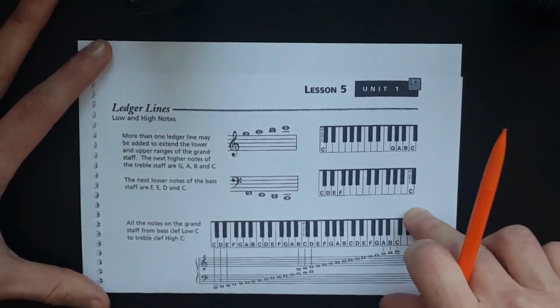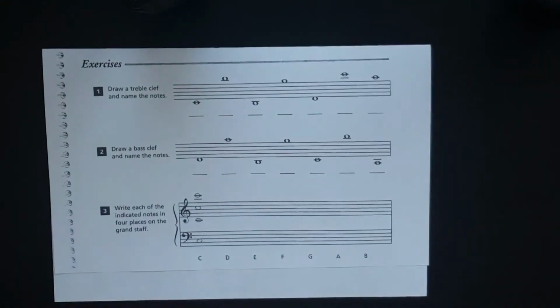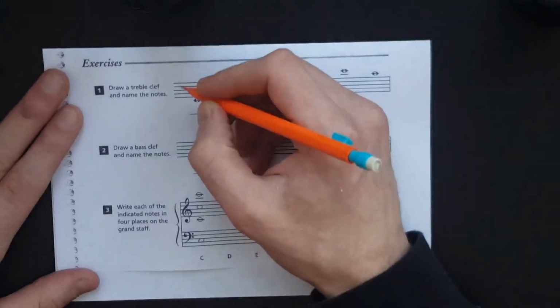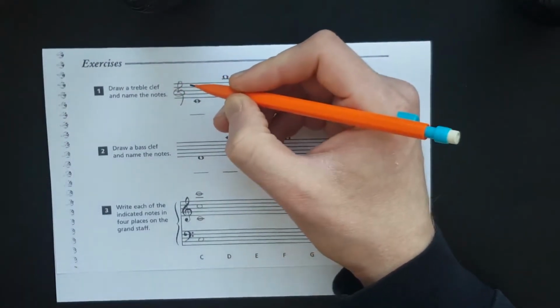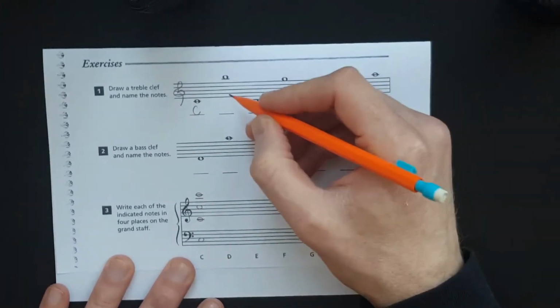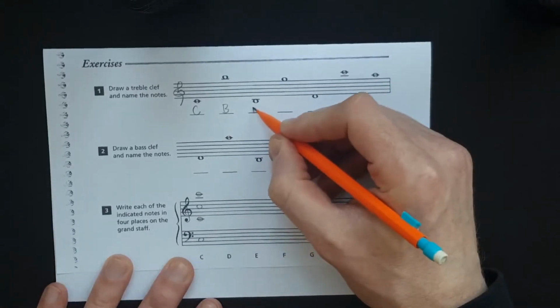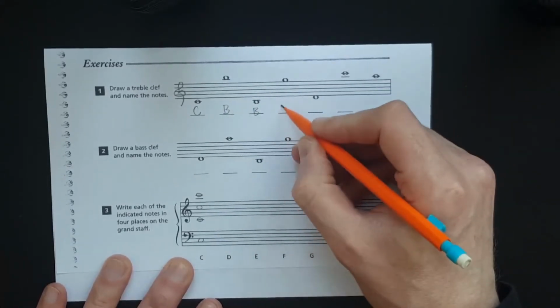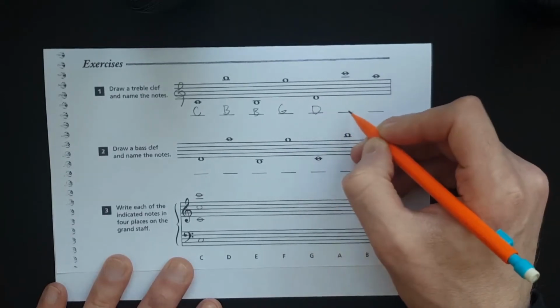Okay, let's get right into the exercises. So we're doing more drawing of those treble clefs and bass clefs. So let's do it. Draw a treble clef and name the notes. And naming those notes. We've got C right there. Next up we've got B. B there below the staff. G right there. D right there.